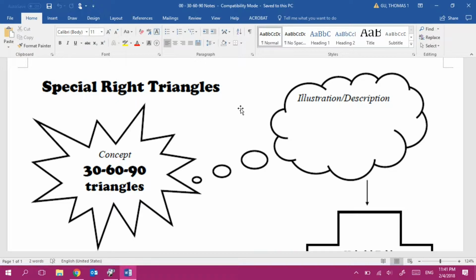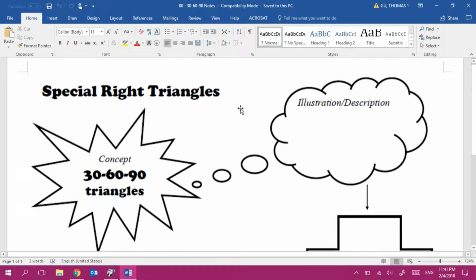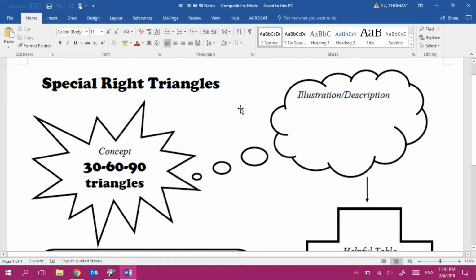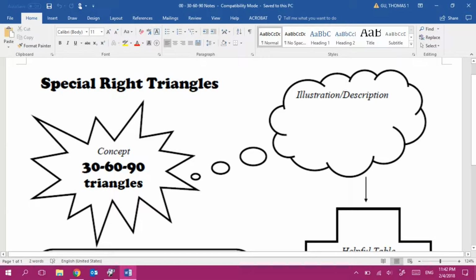Last time we learned about the first special right triangle, the 45, 45, 90. Today, we're going to be learning about the 30, 60, 90 triangle. So, without further ado, let's jump right into this one: the concept, 30, 60, 90 triangles, and the illustration description.